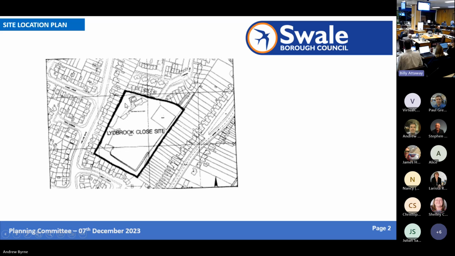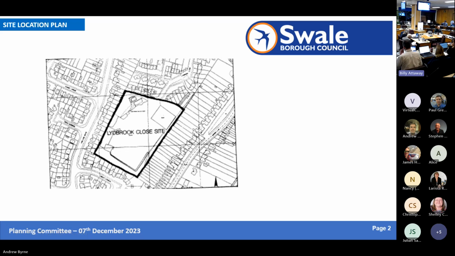The site, given its past history, is actually at much lower land level than most of its surroundings. So you have Adelaide Drive here, Hobart Gardens here, and Borden Lane here, all of which are a considerable distance in land level terms above the level of the site. Towards the north, where the site meets Lidbrook Close, the land levels in this area are roughly similar to properties on Lidbrook Close. And then these properties here rise in this direction. So again, the levels progressively change as you move through the site here.